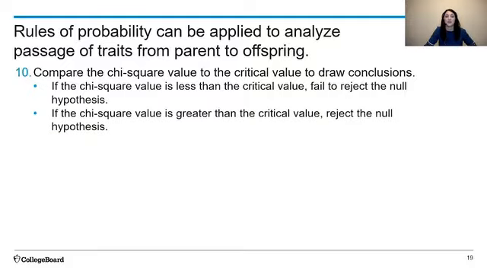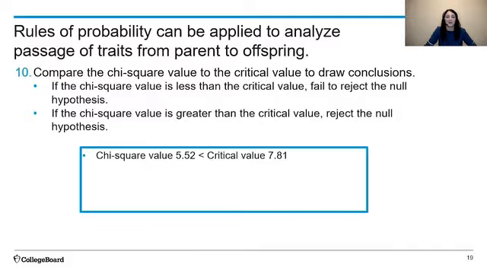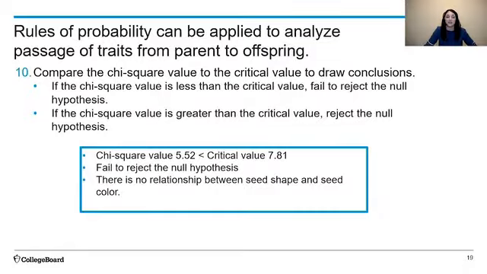If the chi-square value is greater than the critical value, then you're going to reject the null hypothesis. So I had a chi-square value of 5.52, which is less than the critical value of 7.81. And that means I failed to reject the null hypothesis. So I failed to reject that there is no relationship between seed shape and seed color, which means I'm going to conclude that the 2 traits assort independently of each other.